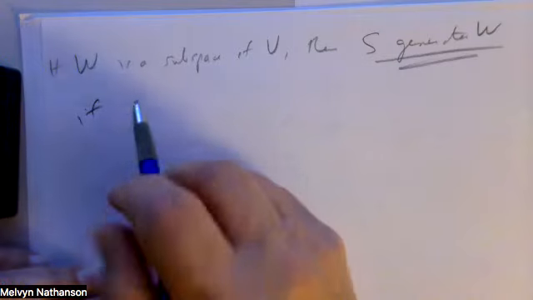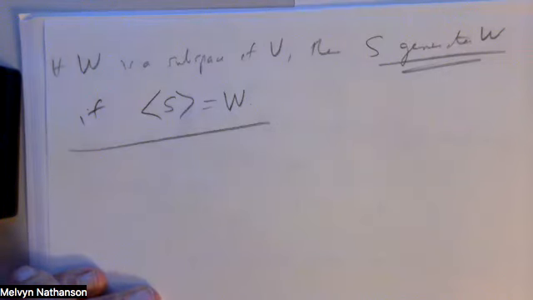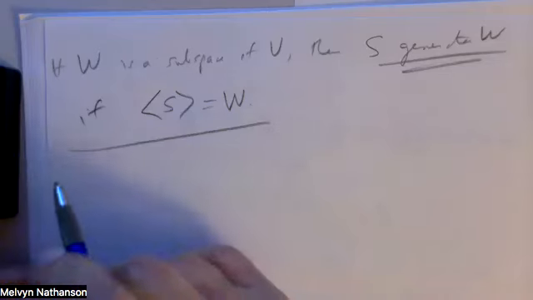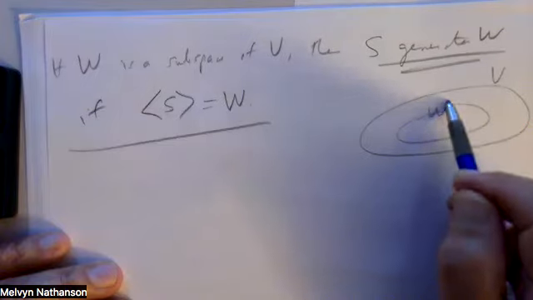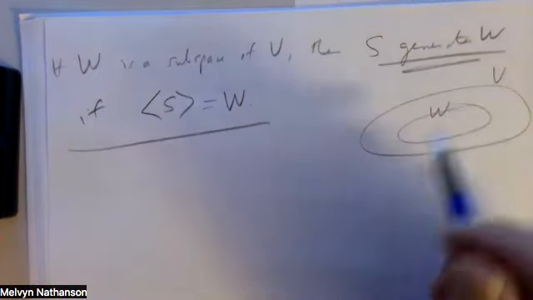And if W is a subspace of V, then we say that S generates W if the set of all linear combinations of vectors in S equals W. So that's our definition. And so again, we have our vector space V and a subspace W. W could be all of V. V is a subspace of itself.